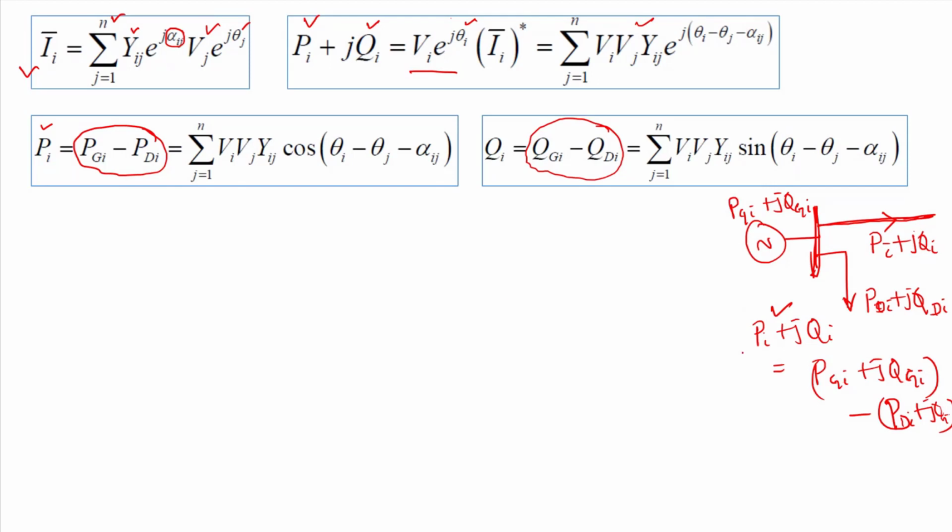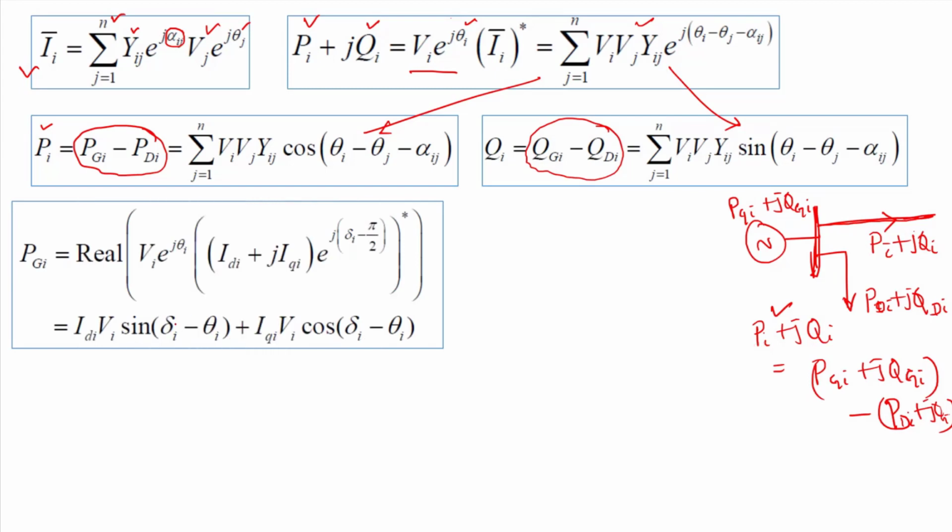Okay, so therefore it is mentioned Pi is equal to Pgi minus Pdi and Qi equal to Qgi minus Qdi, and that is equal to the real part of this. Okay, and this is the imaginary part of this.